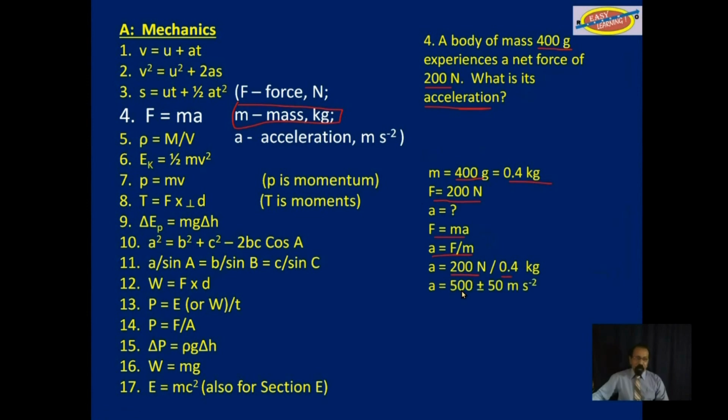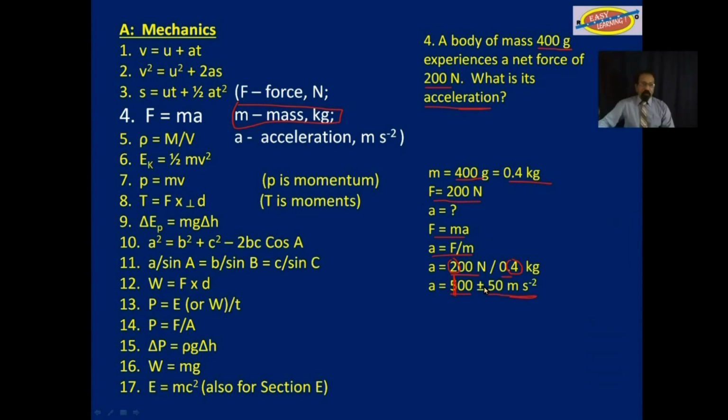We substitute F and m, and we get 500. Again, we are rounding off to one significant figure. So we are rounding off at this hundredths position. Half of the hundredths position will be 50. So our margin of error will be 50 more to 50 less.